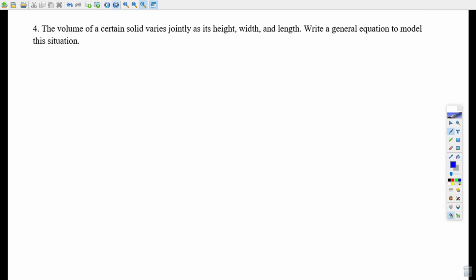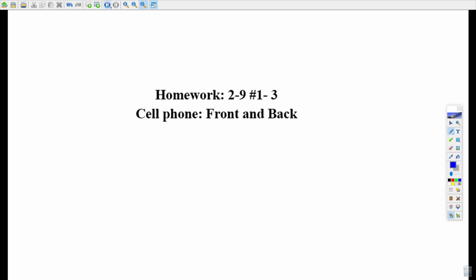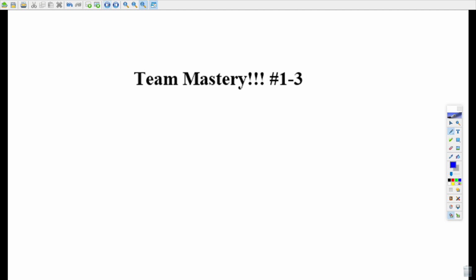I think the rest of it should be fine. You can finish the huddle and the mastery, and that will be it for all of chapter 2.